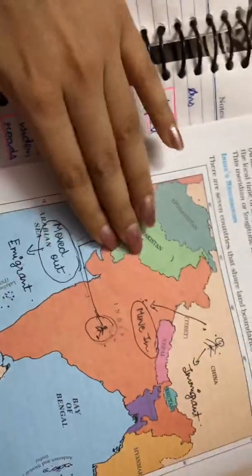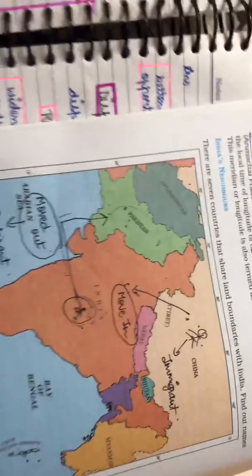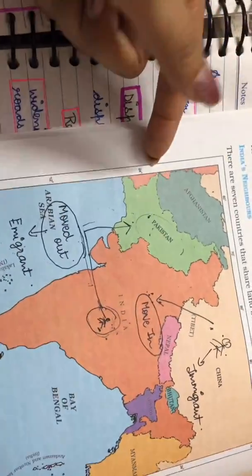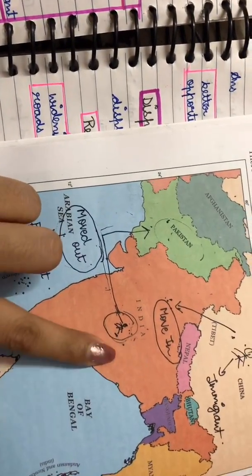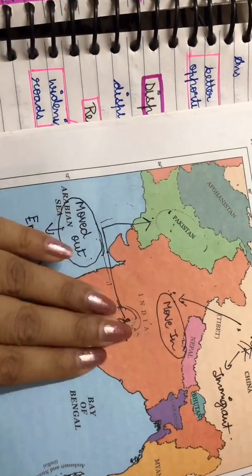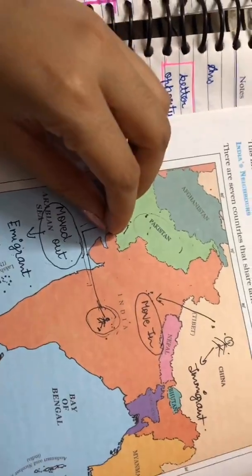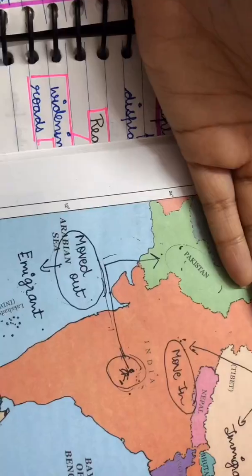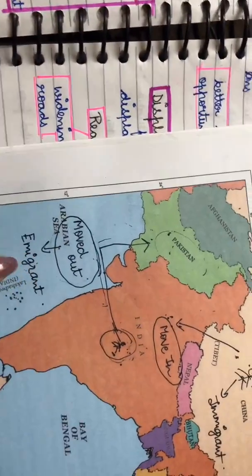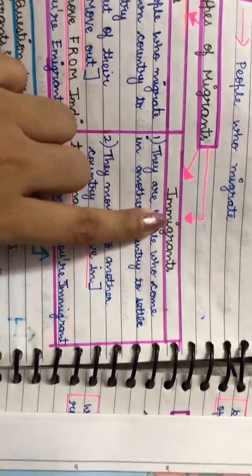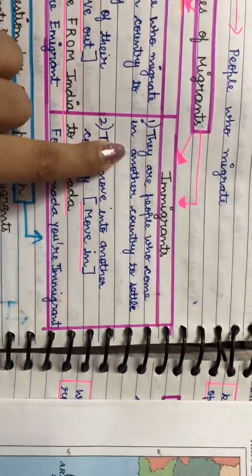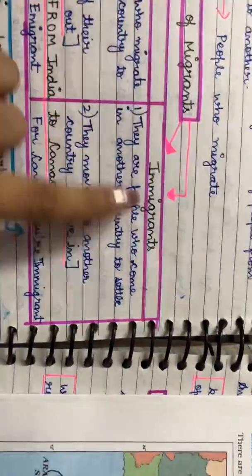You are a citizen of any country, you live in it, and when you decide to migrate to another country, then you become emigrant to your own country. When you are a citizen of India and you go to live in some other country, let's say Pakistan, Afghanistan, China, or whatever country you wish to go, then you will become emigrant to your own country. Now let's see what is immigrant. They are people who come in another country to settle.